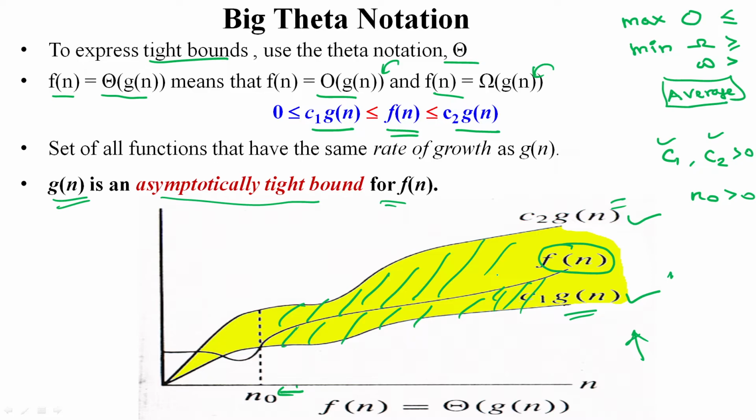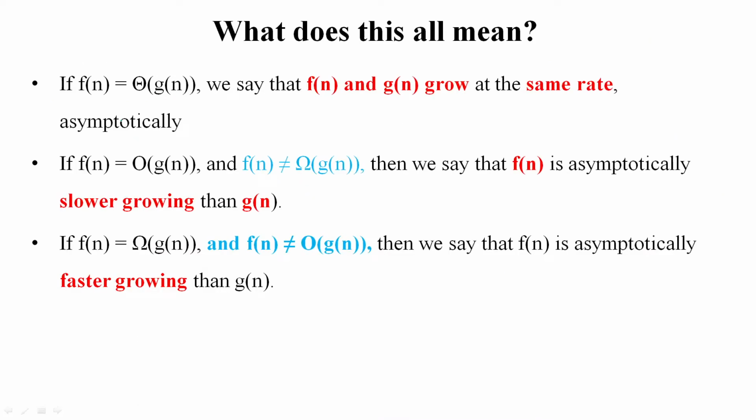So from this, what we are observing is f of n is equal to big theta of g of n. That means average time consumption. We can say f of n and g of n are growing at the same speed, the same rate, when you are increasing the n value from n0 to infinity, both algorithms are growing at the same rate.